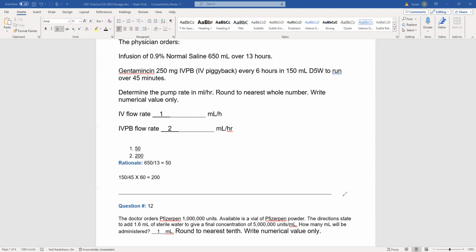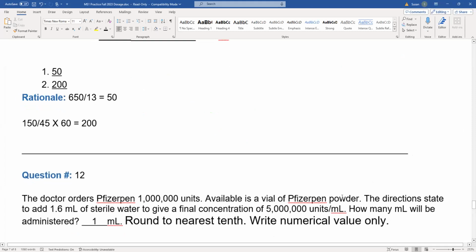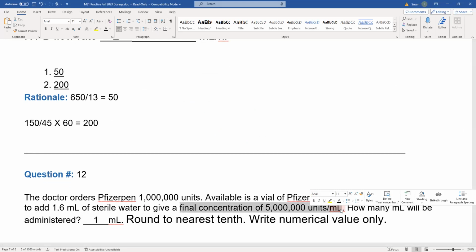Can you make it a little bigger? We can't see it well. There you go. Here you have a total concentration, or a final concentration, of 5 million units per mL. So this is your supply on hand right here. It might say final concentration, it might say yield, it might say your ending supply on hand.